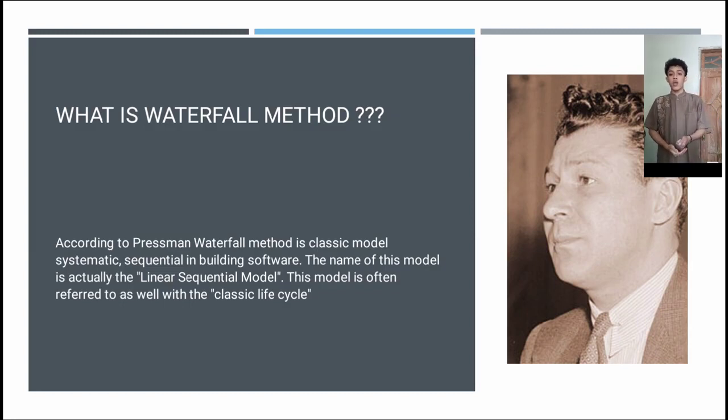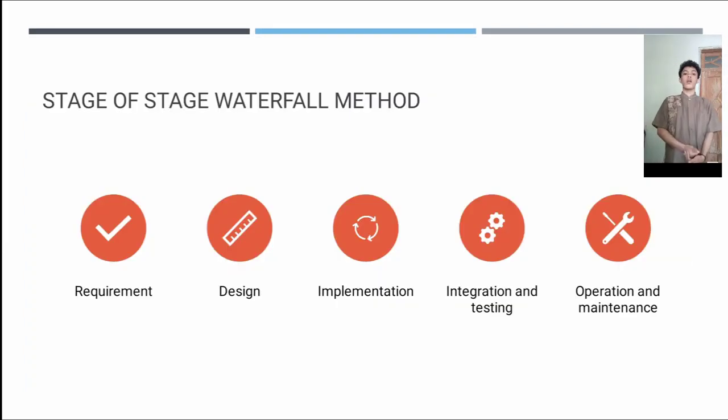This method describes a fairly systematic and sequential approach to software development, starting from one, user requirement, two, specification, three, planning, four, modeling, five, construction, and six, submission of the system to the user, and last, system maintenance. Next, the stages of the waterfall method. Number one, requirement. The developer must know all the information about the software needs, such as the intended use, the software users, and software limitations. This information is usually obtained from interviews, surveys or discussion.